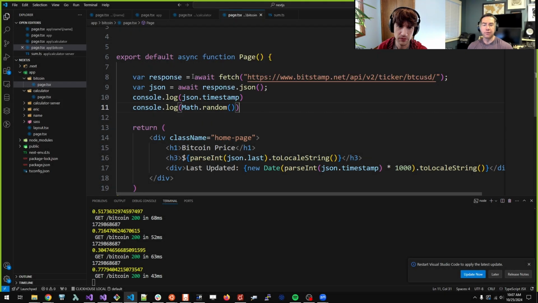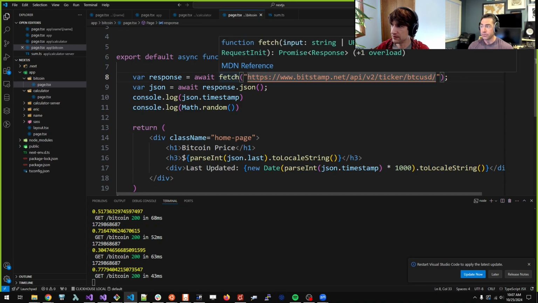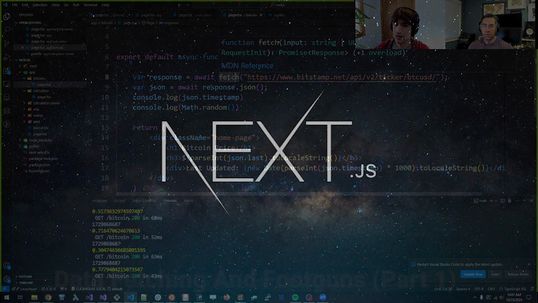So it caches this fetch. Yeah. And who's doing that? Is that Node? That's Next. That's Next. So Next has some hooks into fetch. Yes. Oh.